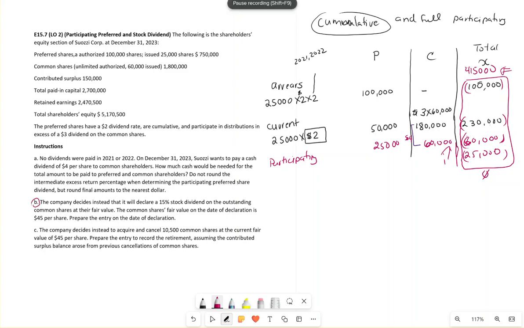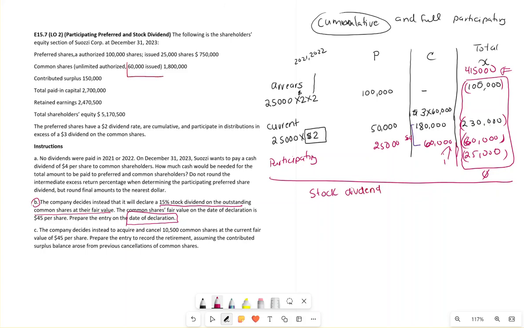What is part B saying? The company decides instead it will declare a 15% stock dividend on the outstanding common shares at the fair value. The common shares' fair value on the date of declaration is $45. So we're doing an entry at the date of declaring a dividend. We are not paying the dividends, we're just declaring it.